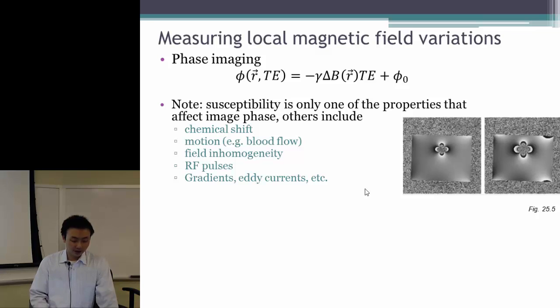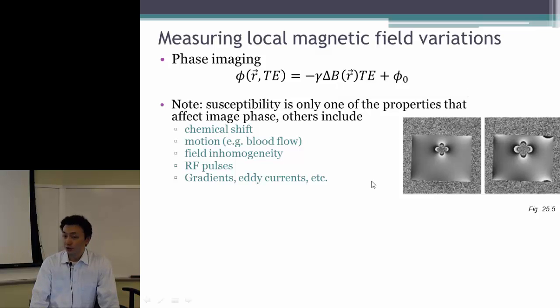We'll be talking about this in the next chapter, chapter 23. So motion will also lead to a phase change in the image. And field inhomogeneity, as we saw before, is directly affecting this term, so it will definitely lead to a phase change in the image.